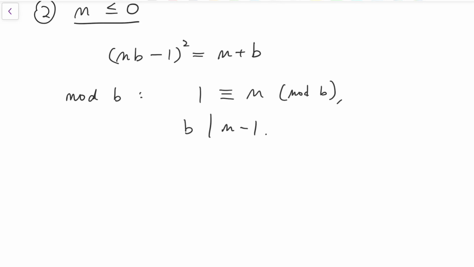Now, given that m minus 1 is a multiple of b, but m is not positive, that means it seems to be a negative multiple of b. Now, notice that m plus b is already a non-negative number. So m on one hand is negative, but it can't be too far away from 0. So we can say that m is larger than or equal to minus b, and so m minus 1 is larger than or equal to minus b minus 1.